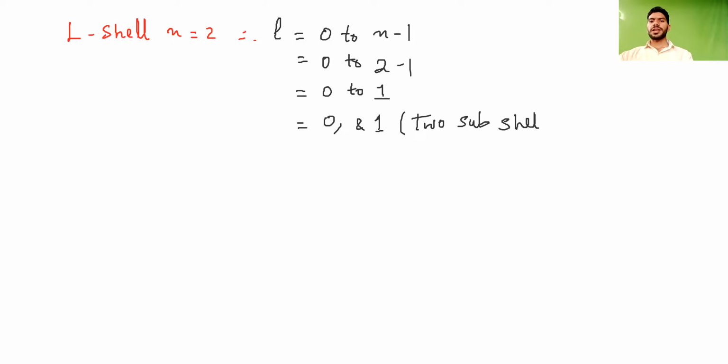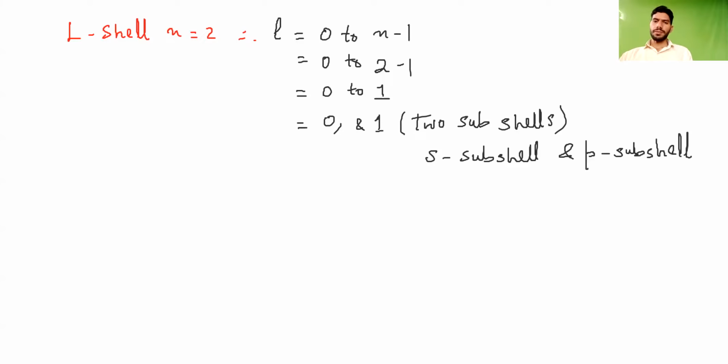So can anybody tell me the name of these two subshells? One is known as S subshell, and another will be known as P subshell. So you have to note down that in case of the first shell, that is K shell, there was only one subshell, that is S subshell. And in case of L shell, there are two subshells. One is the S subshell, another is the P subshell.